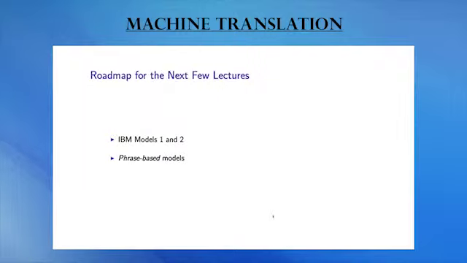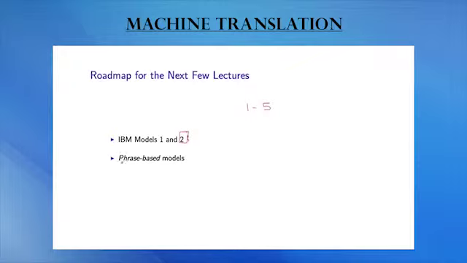So the roadmap for the next few lectures in this course on translation is as follows. I'm first going to describe IBM models 1 and 2. So IBM went through a series of models, I think 1 through 5, and we're just going to do the first 2 because they will essentially introduce many of the important ideas, and actually model 2 is a pretty decent model for the problem we're going to be looking at.